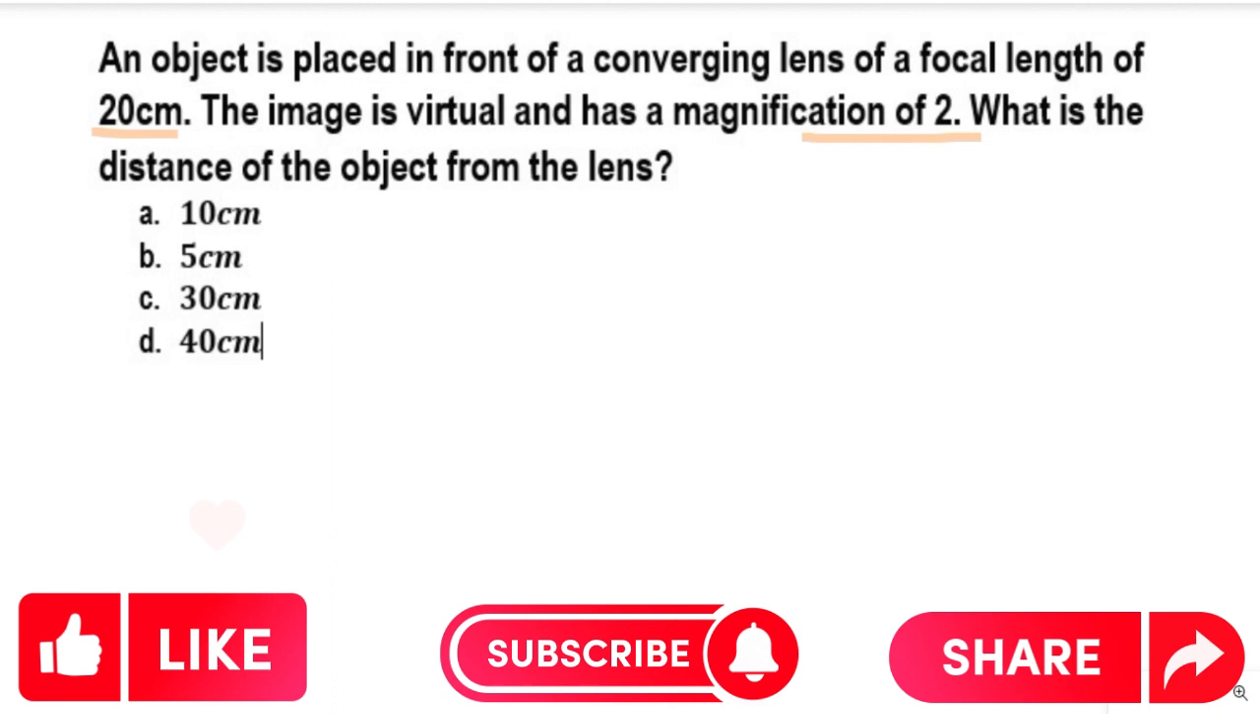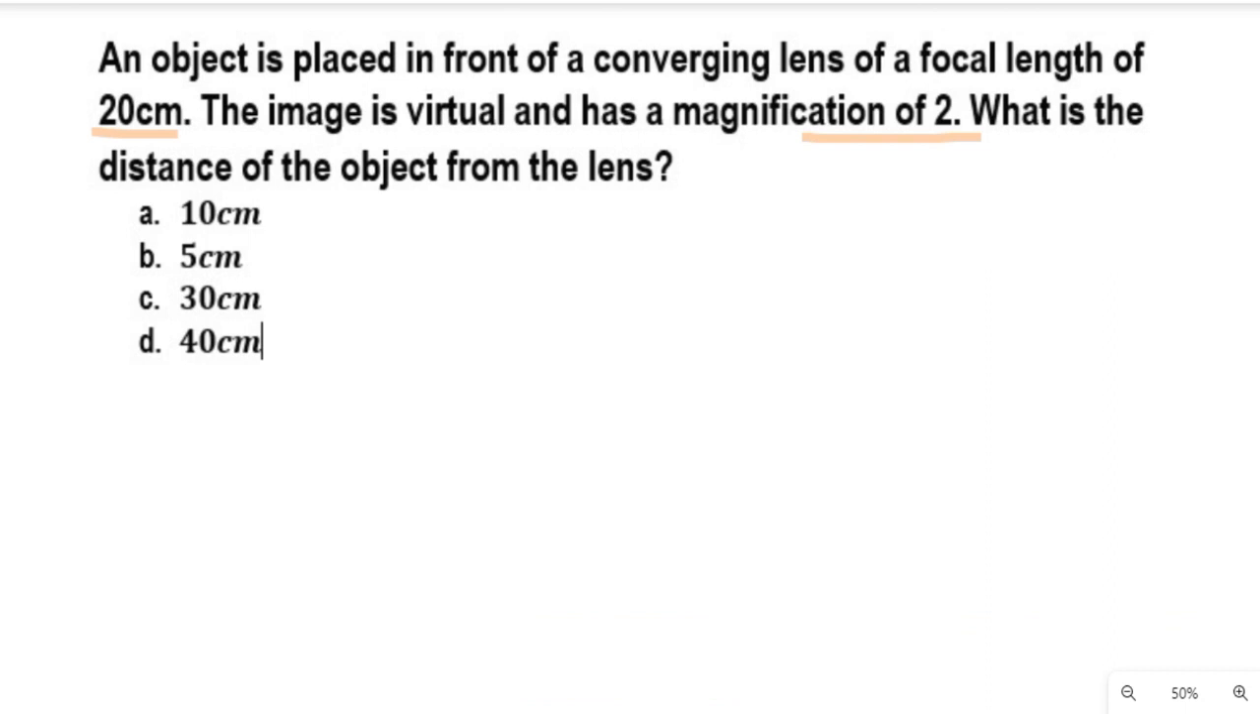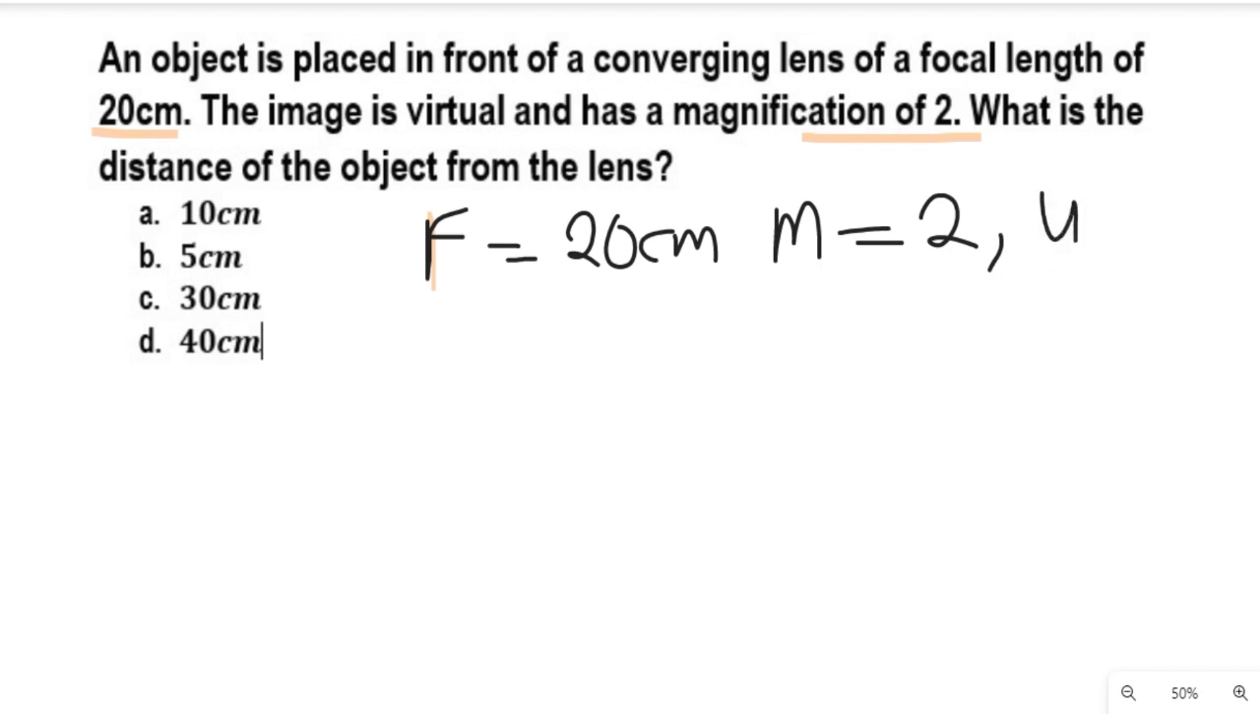Now let's solve this question. Remember the first question I said you should ask yourself: what are the parameters that are given? In this question, we are given the focal length, which is f. We are given our f to be equal to 20 centimeter. We are also given a magnification to be equal to 2. And remember, we are now asked to look for the distance of the object from the lens, which is u.